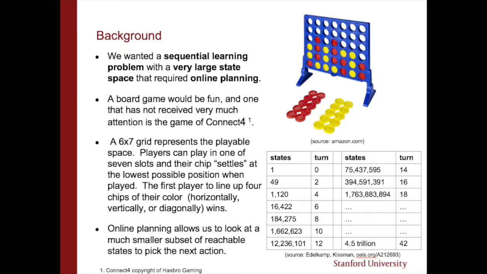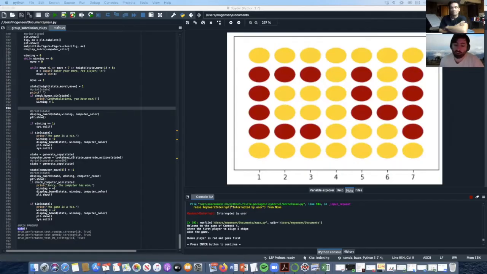So the basics are there are 42 playable positions in a 6x7 grid. Players select one of the 7 columns, and the first player to line up four of their own colors, either horizontally, vertically, or diagonally, wins the game. The state space is such that it blows up exponentially. For example, after 2 turns, there are already 49 possible states. After 18 turns, assuming no one has won, there are over 1.7 billion possible states.